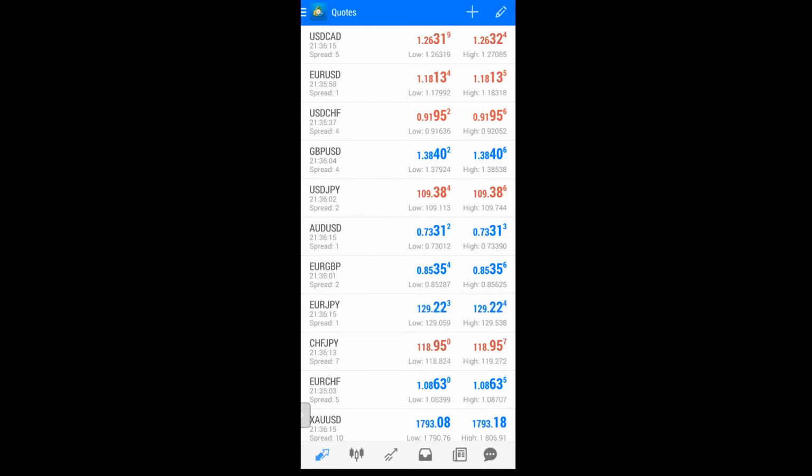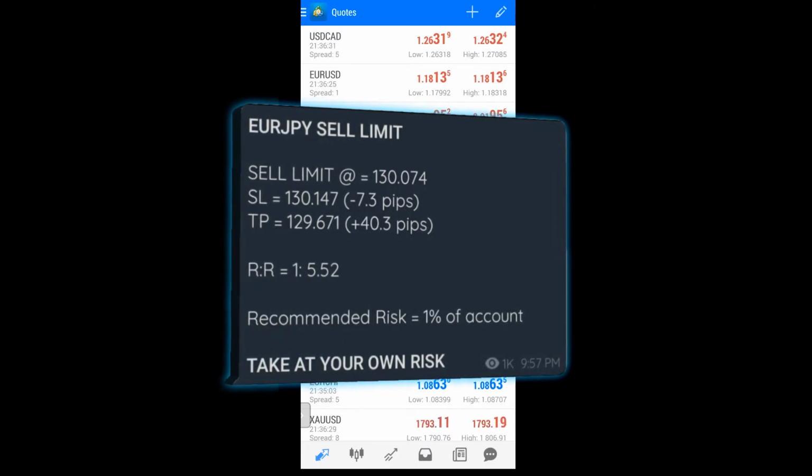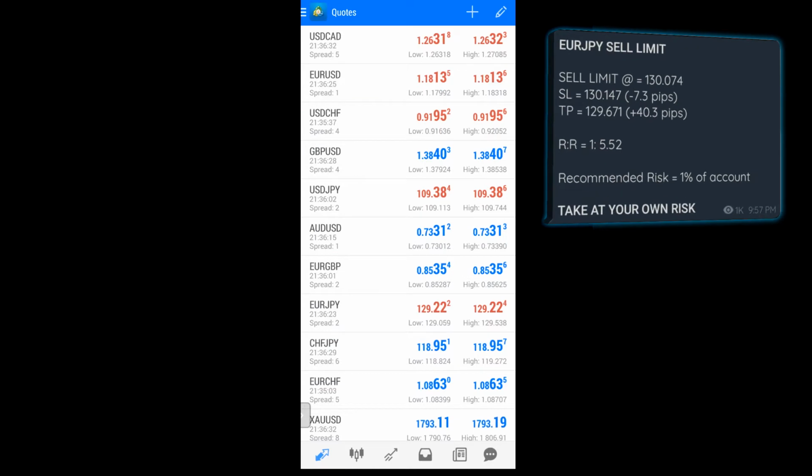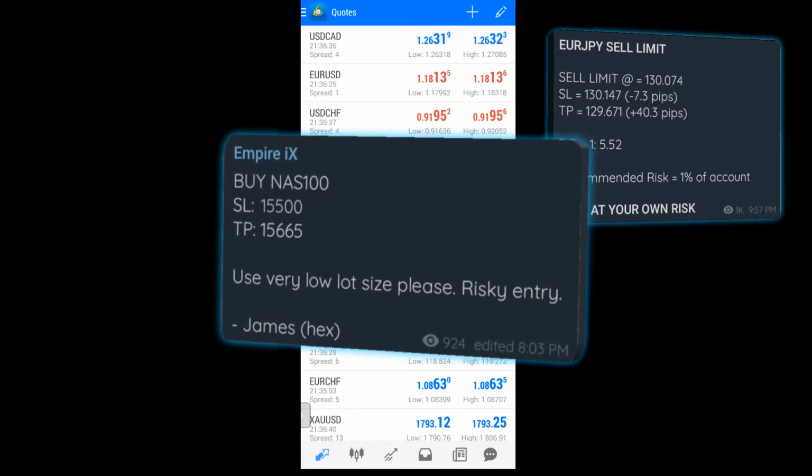When you go to our Telegram page and you see us post a signal, you're going to see it in one of two ways. You may see it like this Euro JPY trade as a pending order, in this case a sell limit. Or you may see it like this NAS 100 trade that is known as a market execution trade.